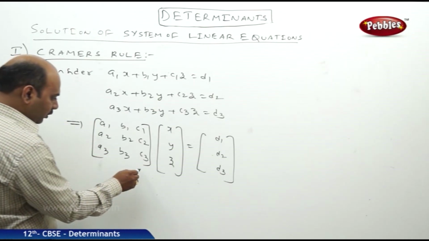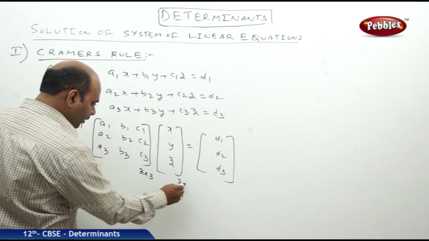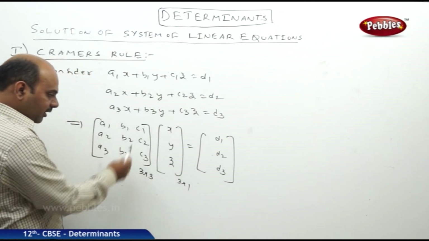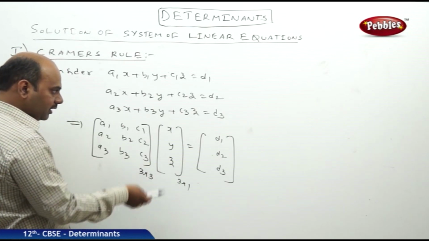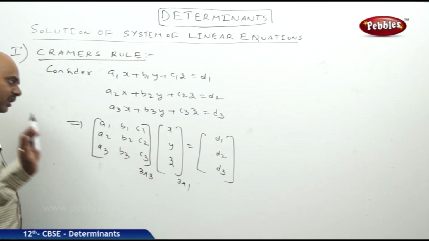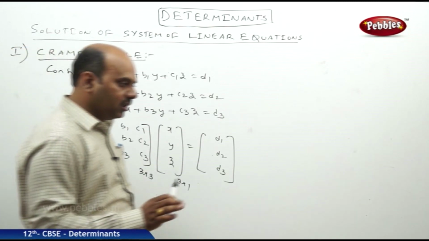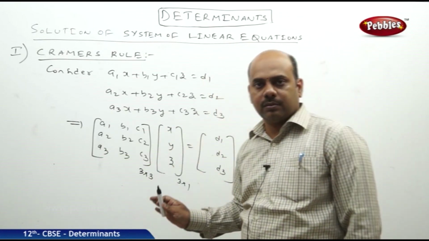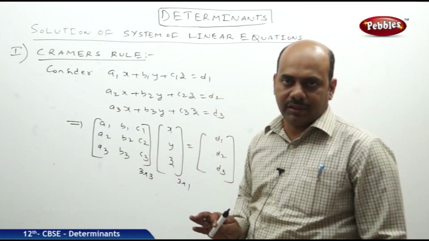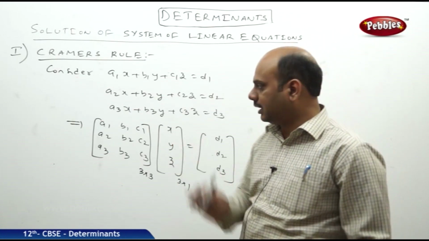If you could observe carefully, order of this matrix is 3 by 3 and order of this matrix is 3 by 1. Number of columns in the first matrix is equal to number of rows in the second matrix, so matrix multiplication is possible. Now here the question will be asked like this: solve the following system of equations using Cramer's rule, means we need to find the values of x, y, z using Cramer's rule.